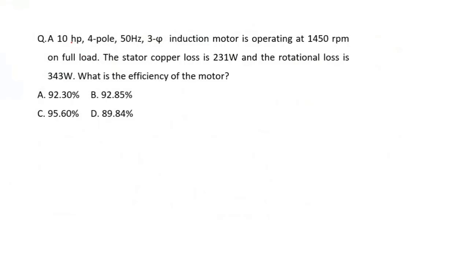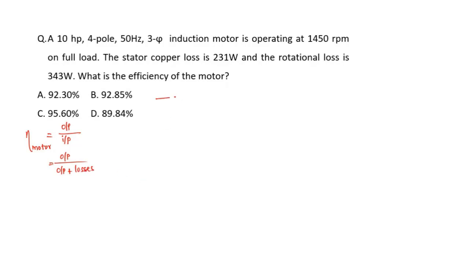And we have a question on this one. A 10 HP 4-pole 50 Hz 3-phase induction motor is operating at 1450 RPM on full load. The stator copper loss is 231 watts and the rotational loss is 343 watts. What is the efficiency of the motor? If you want to check the efficiency of the motor, it is output power by input power, or otherwise output power by output plus losses.